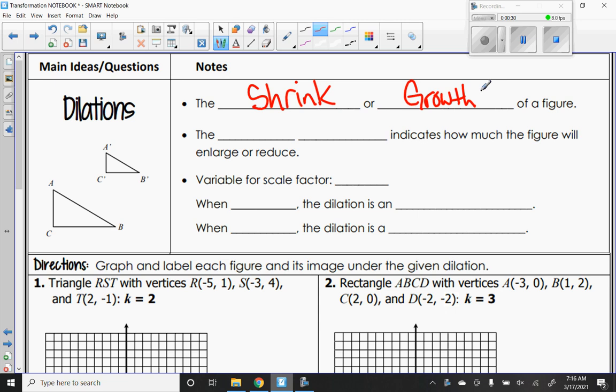The scale factor is how we figure out how much it shrinks or grows. The variable for the scale factor is k. When k is under 1, the whole number 1.